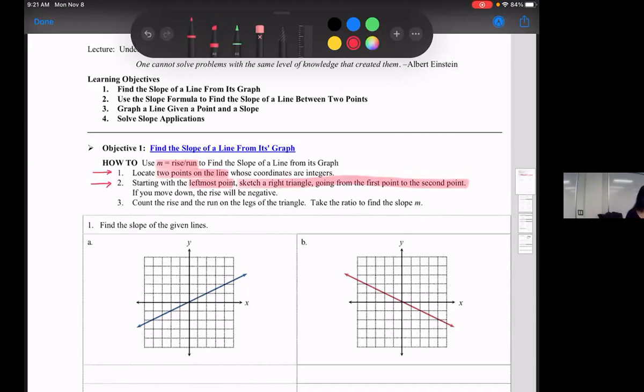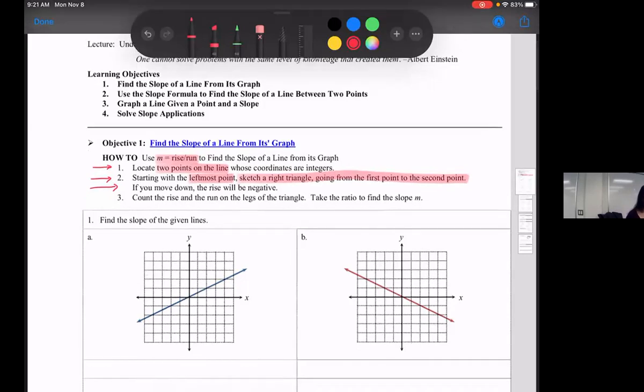If you move down, then the rise will be negative. We always go vertical first because it's rise over run. And then count the rise and the run on the legs of the triangle.